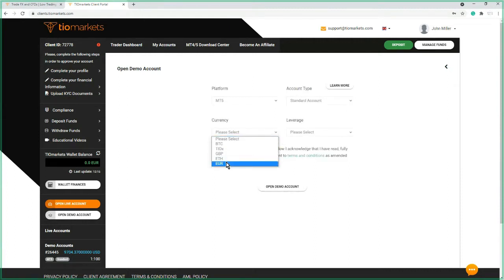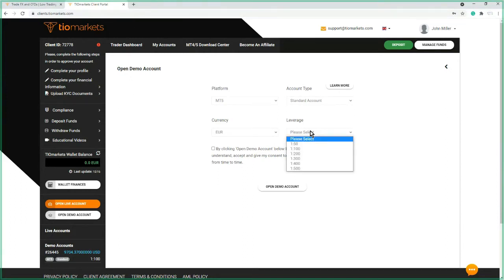Then you can choose your account currency. I'm going to choose Euro now because I have chosen USD here already. I opened an account earlier just to speed this process up. But once you've chosen your account currency, go to leverage. Now, some people might be asking how much leverage you need. Basically, this is really a question of how much you need.